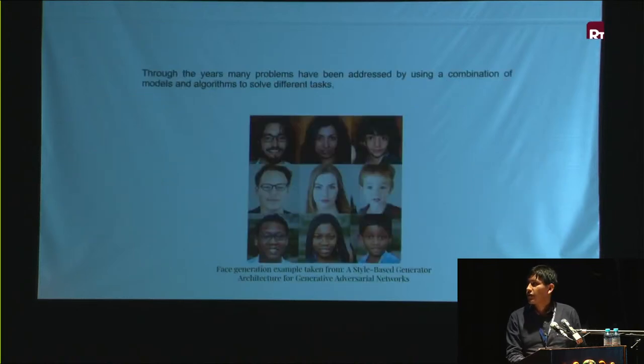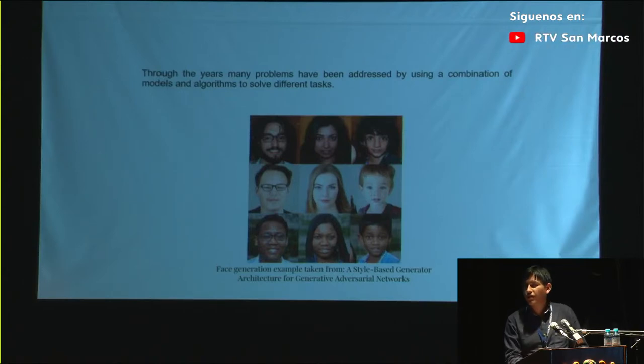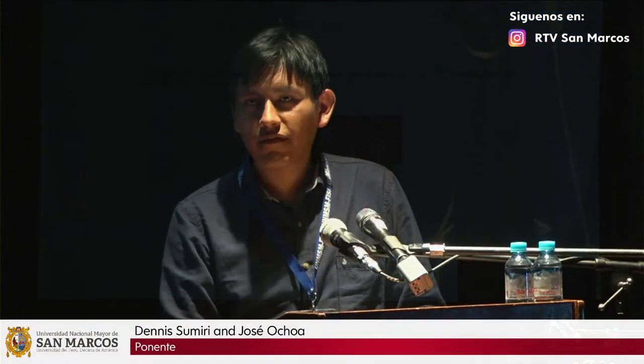Through the years, many problems have been addressed by using a combination of models and algorithms to solve different tasks and to make different frameworks and applications. This could include the modification of the actual model architecture. We could add steps in the generation phase. We could train a new classifier for the discriminator model, and we can also add or modify the loss function that we use in the generation phase, so that we can take advantage of some information source that we could have missed during the previous training phase.